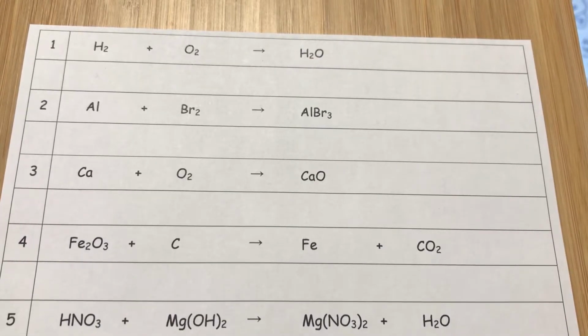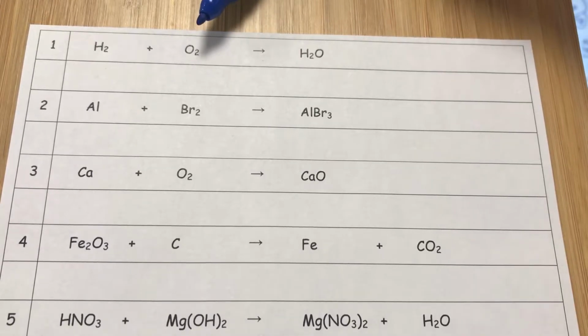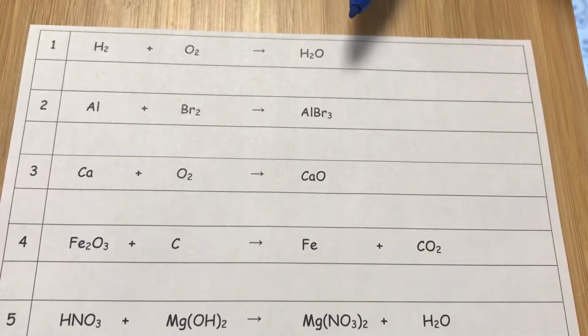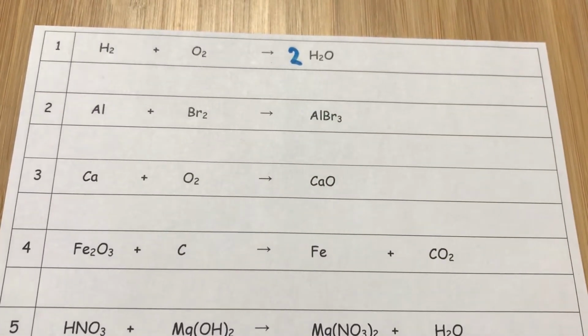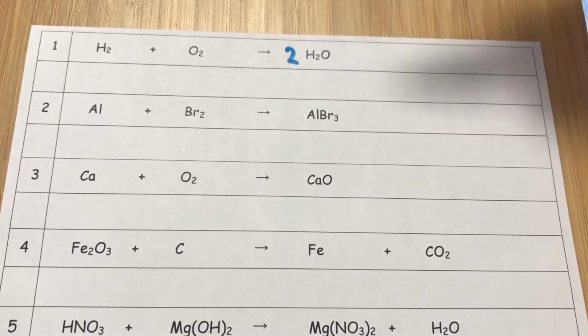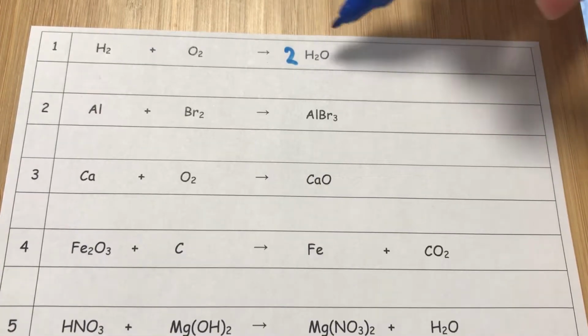bonded onto it. So at the moment the hydrogens look like they're balanced, but I've got two oxygens on this side and I've got one oxygen on this side. So I'm only allowed to put big numbers in front of the molecules to say that I'm increasing the number of molecules. I cannot change the chemical structure of a molecule. So I'm going to put a 2 just here, and that has said now that I've got two of that whole molecule. I've got two molecules of H2O.